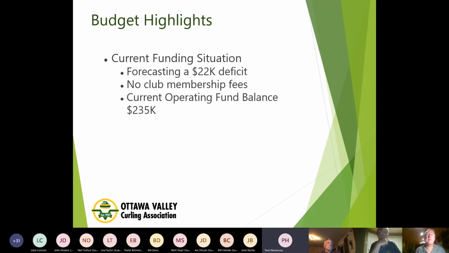Okay, a couple of budget highlights. We're currently forecasting, I'm calling it a 22K deficit. It's not really a deficit because we do have funding reserves. That is based on a number of things that were included in the budget. Most significantly for the member clubs, that includes an assumption that we are charging no club membership fees. So when Gord goes over the budget in a couple of minutes, the club membership fees is shown as 0. Assuming that the budget is approved, then we won't be charging membership fees for the OVCA membership this year.